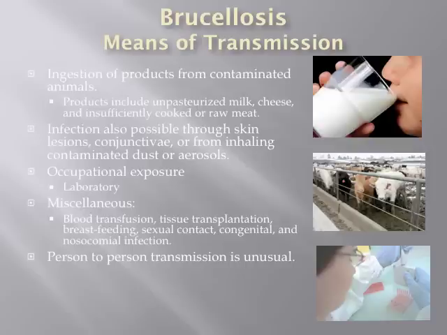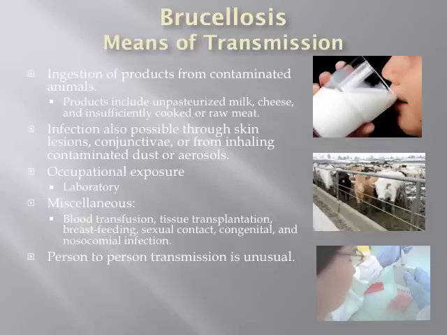So you can get brucellosis as a human in several different ways. The two predominant ways you can be infected with brucellosis is ingestion of products from contaminated animals. Insufficiently cooked or raw meat is common, but also unpasteurized milk and cheese, particularly soft cheeses. But you can also get brucellosis through skin lesions, the conjunctivae, and from inhaling contaminated dust or aerosols, leading to Brucella lung disease.